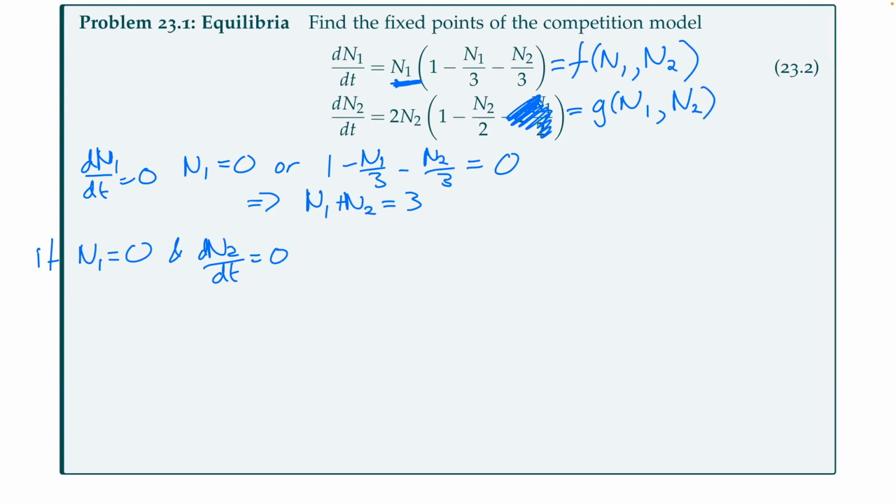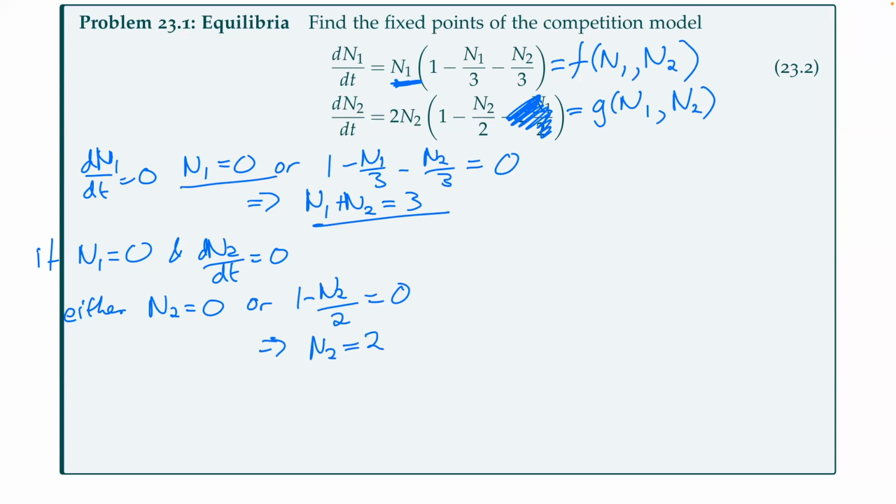That tells me that either N2 is equal to 0 because of this term at the front, or the term in the brackets must equal 0. So 1 minus N2 over 2 equals 0. The second one here we can rearrange to be N2 is equal to 2. I'm just going to underline these things so we don't lose them. Okay, so that's one condition there.